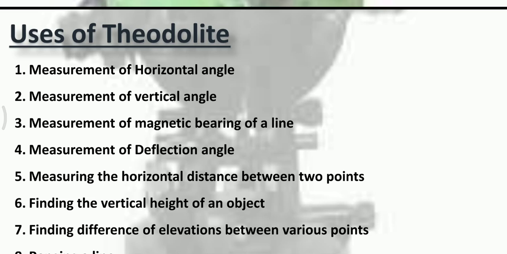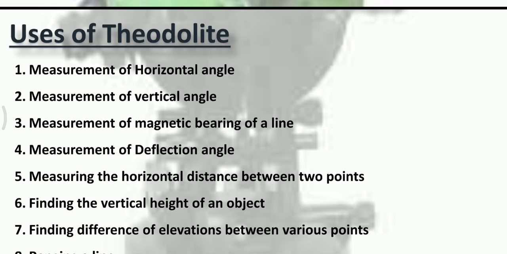Next use, measurement of deflection angle. For setting out the alignment of a railway track, roads, or canal, we require to measure the deflection angle of that alignment. So with the help of the theodolite we can easily measure the deflection angle between 2 lines. Deflection angle is nothing but the angle between the preceding line and the proceeding line.